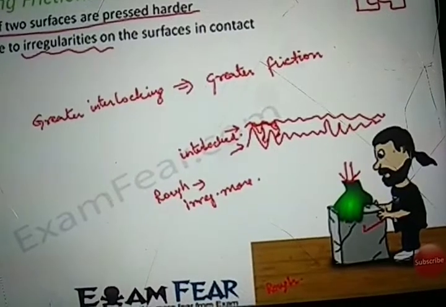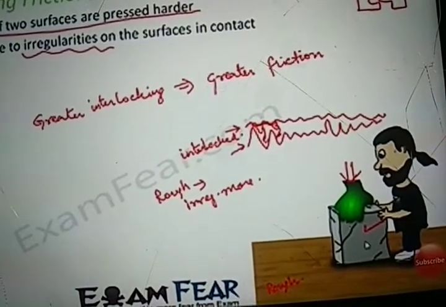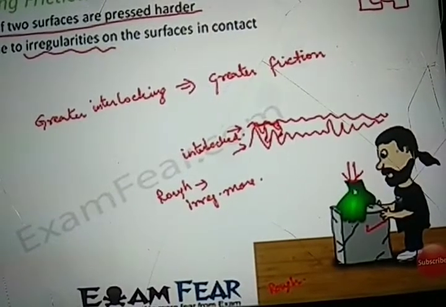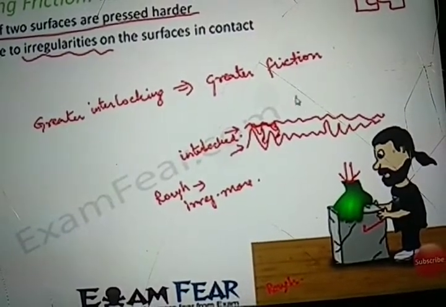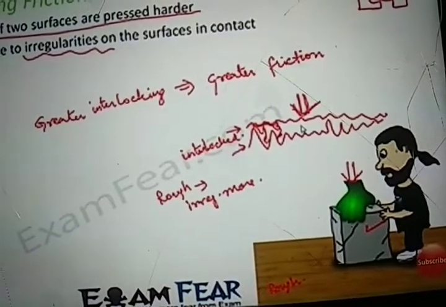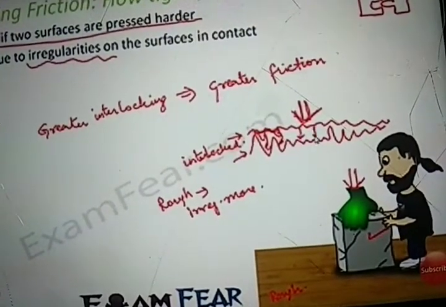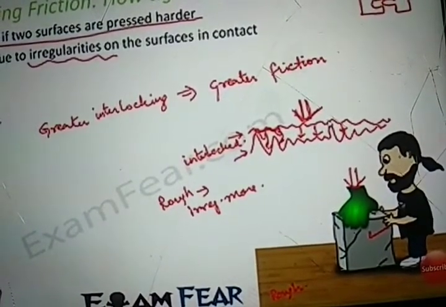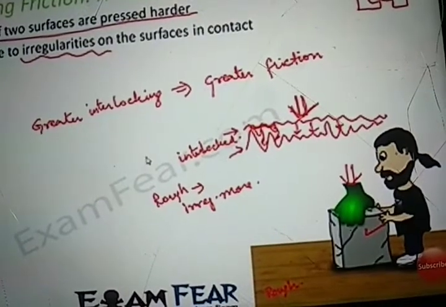So there is a greater force being applied on the box, or you can say the box is being pressed hard against the surface. In this case, you need to apply more force from above. This applied force makes the interlocking even stronger, because it is being pressed by the surface above.